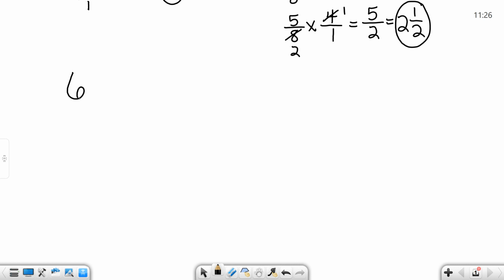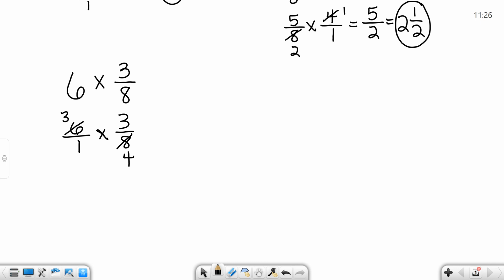Let's try one more with a whole number. 6 times 3/8. Again, we're going to put that whole number over 1. So we have times 3/8. 6 and 8 are both divisible by 2, so let's go ahead and cancel and reduce this a little bit. 2 goes into 6 3 times. 2 goes into 8 4 times.